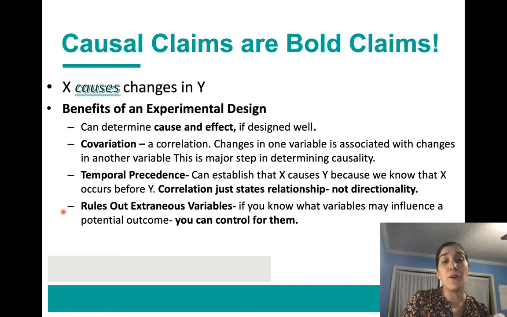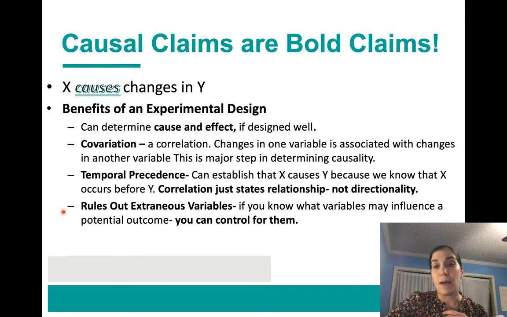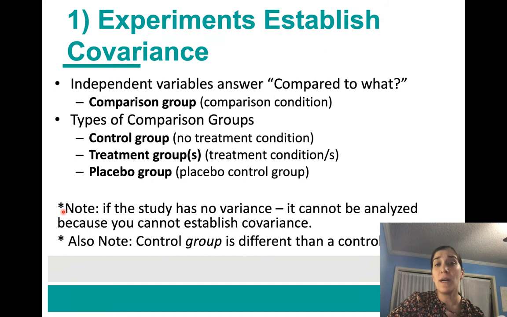And then the third thing is that it has internal validity, which is essentially another way of saying that we rule out other variables, third variables, what we call confounds, or the third variable, or extraneous variables. So many words. So we can control for variables that we predict ahead of time that would impact our results. And so we want to make sure that our internal validity is high. But let's talk about each of these. So one, experiments establish covariance.